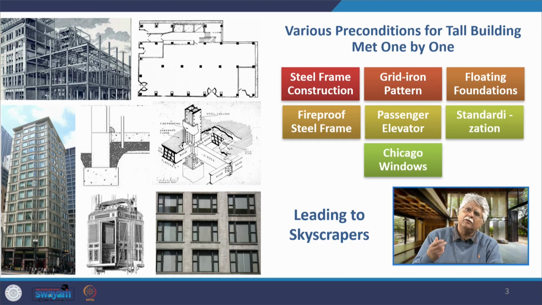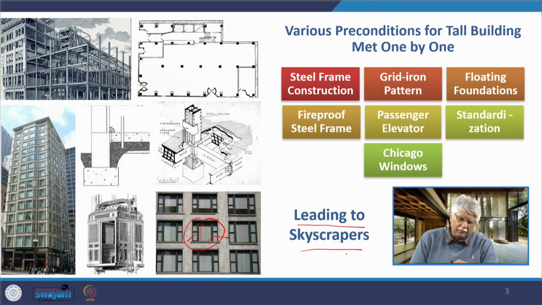Then there was standardization, which led to standardization not only of structural elements but also of doors, windows and other elements of construction, and simple features like the Chicago window, which is what you see here: two hinged parts on the outside and a fixed glass in the center. This was the design of the Chicago window. So all this was leading to the rise of the modern skyscraper.